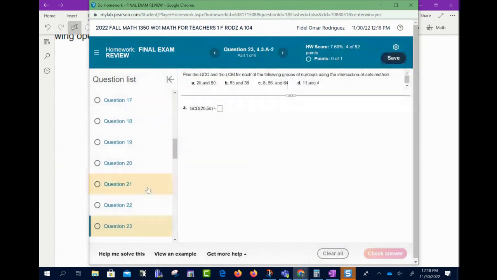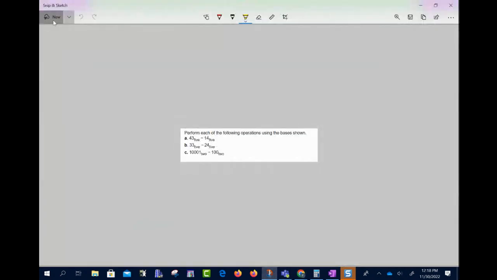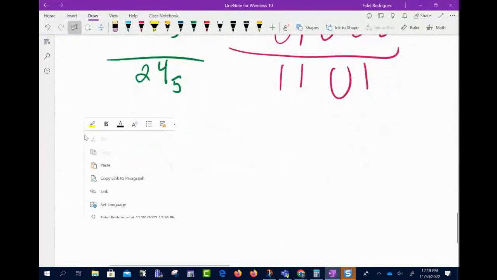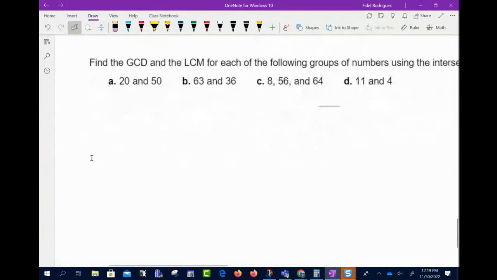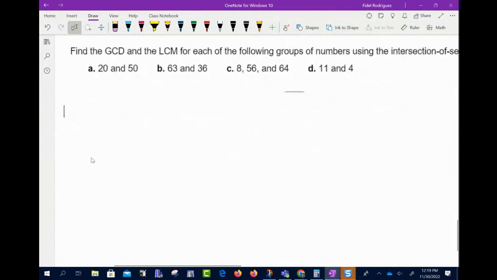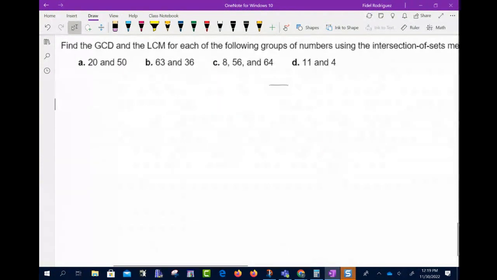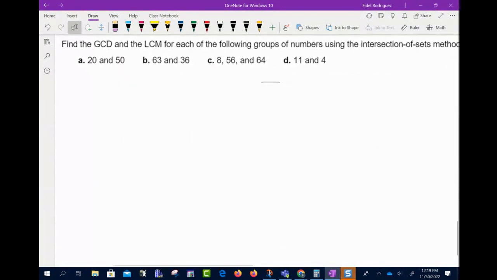Let's take a look at 23. Okay, so let's take a look at 23 here, y'all. Copy this and bring it downstairs over here. It says find the greatest common divisor and least common multiple for each of the following groups of numbers using the intersection of sets method.